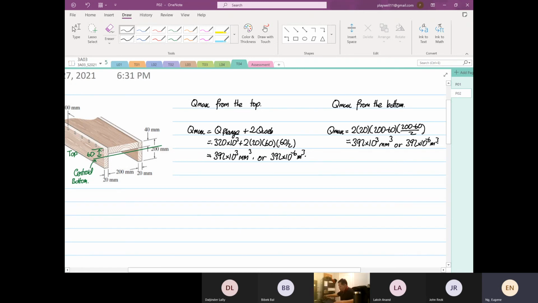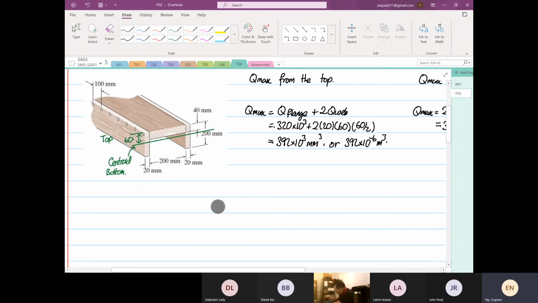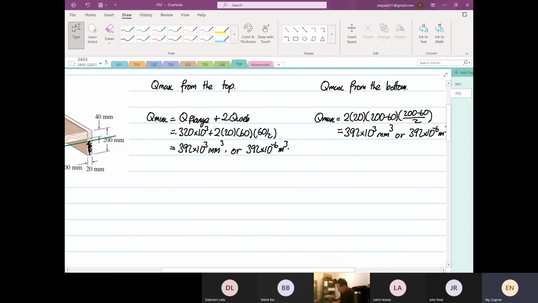So you can see for yourself, taking from the top or from the bottom, the answer will be exactly the same. I would rather do it from the bottom, because from the top, if you have not calculated the flange yet, it will take a longer time, yes or no? But because we calculated the flange, we know it's 320. If you don't know it's 320, you have to calculate. So the bottom part means this area. It's just one thing to consider.